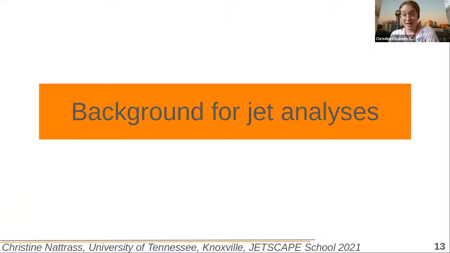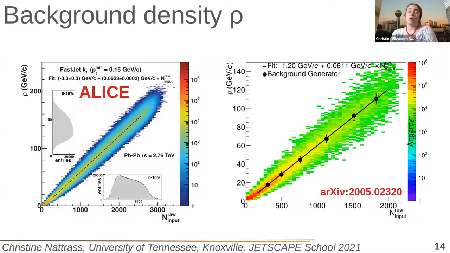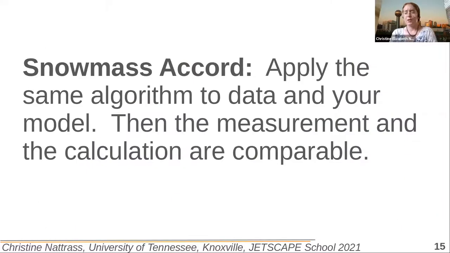Okay, so background for jet analyses. I think we're used to thinking about background as an experimental problem, but actually background is also a theoretical problem if you are working with a Monte Carlo model that simulates the entire event. Because if you're working with this type of model, then you have particles in your final state which are not related to jet production. So here you can see the background energy density from ALICE as a function of the charged particle multiplicity. Here you can see the same thing in Pythia-Angantyr as a function of charged particle multiplicity. And the real point I want to make here is that even though this is a Monte Carlo model, you also have background for your jet measurements. So how should we approach this?